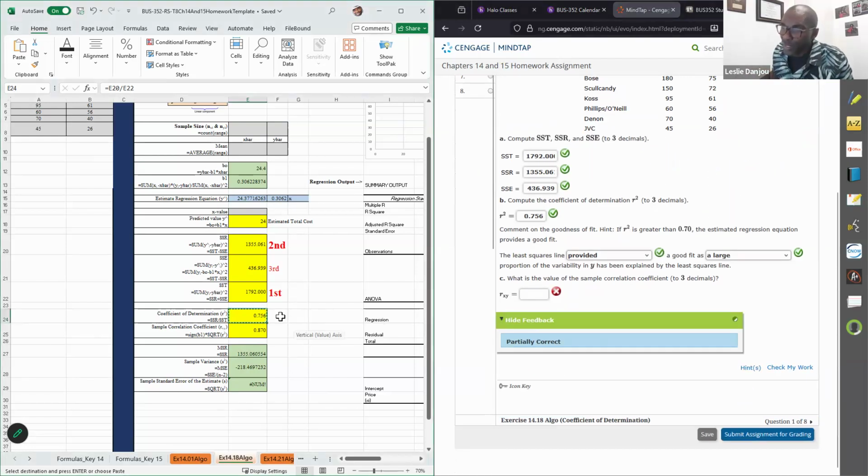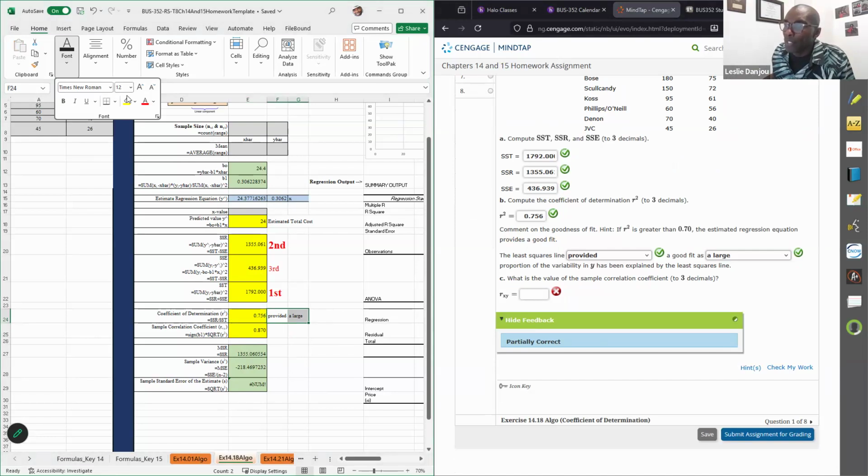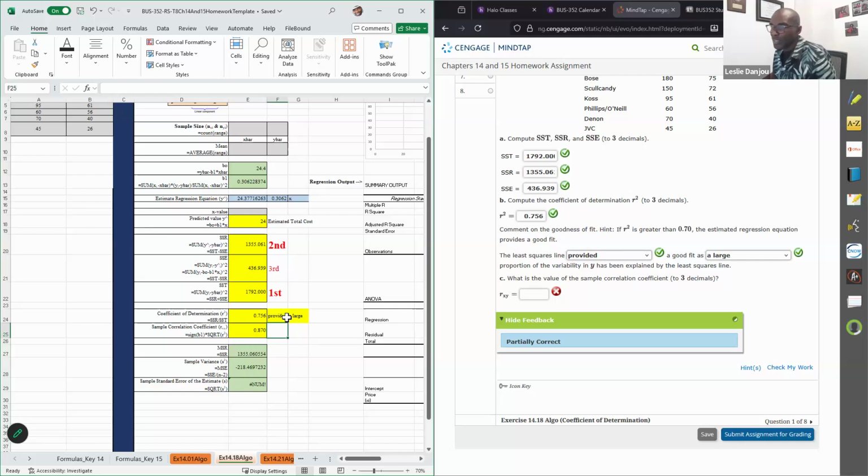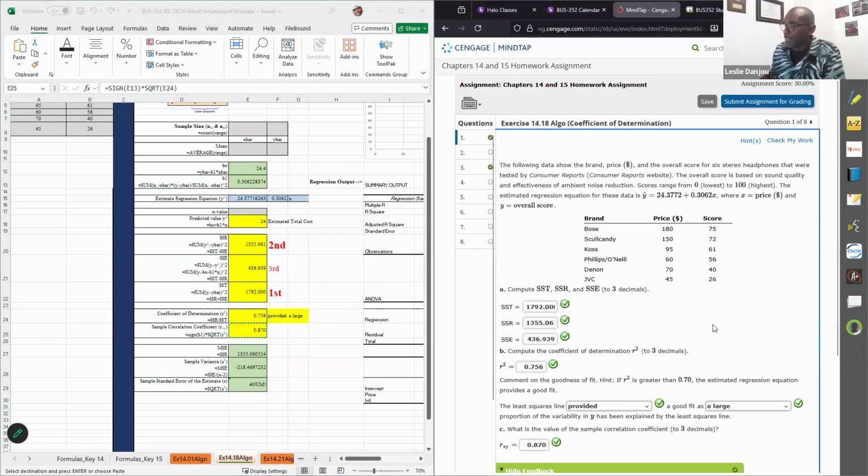Perfect. So what I want you guys to do in your Excel as well, please type in there "provided" and then "a large," so that way there's no guesswork on this exam. Highlight that in yellow. Make sure that you're documenting everything. Everything is set up correctly. This provided a large. And then last but not least, your RXY. This is this last yellow box right here. Copy that. We're going to paste that. Check our work. Yes, indeed.